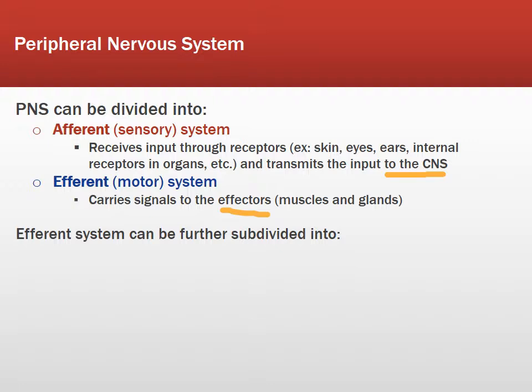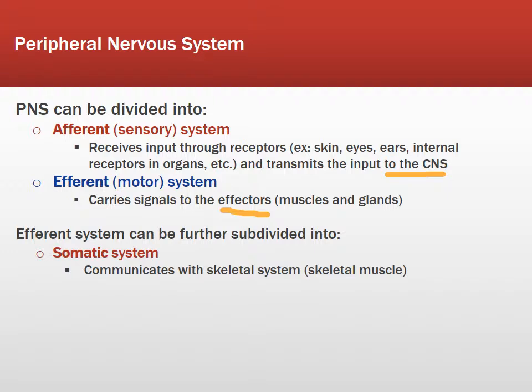Your efferent system can be further subdivided into what we call the somatic system. The somatic system is what communicates with the skeletal system, or your skeletal muscle, and this is voluntary, so we control this. Anything that has to do with somatic is going to be voluntary movements. For instance, if I decide that I want to walk across the room, that's going to be communicated through my somatic system. If I am sensing danger and I want to run away, again, that is going to be my somatic system.